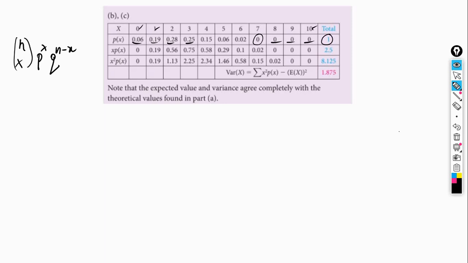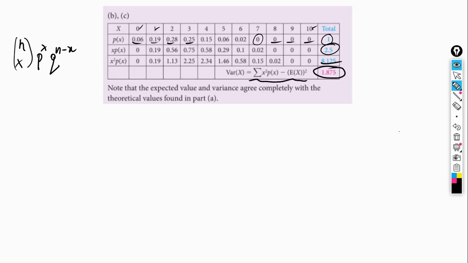And once they multiplied the probabilities by each possible outcome and then added them up, you get the same expected value of 2.5. And then they squared the variables, multiplied them by the probabilities, added them up, got this, then applied the formula for the variance, and they also get 1.875, which would agree completely with the theoretical values from part A.